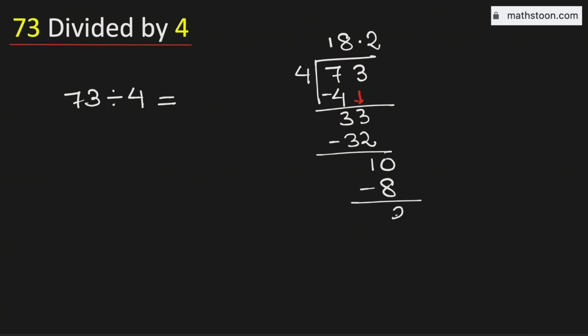Subtract, we get 2. Again 2 is smaller than 4, that is why we will again borrow 1 0. And we know that 4 times 5 is 20. Subtract, we get a 0. As we have obtained the number 0, so we will stop. Therefore, 73 divided by 4 is equal to 18.25. And this is our final answer.